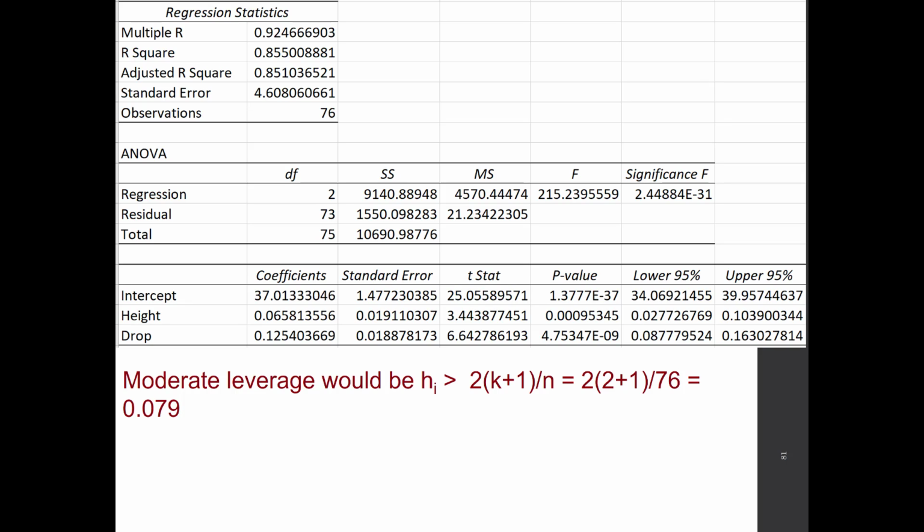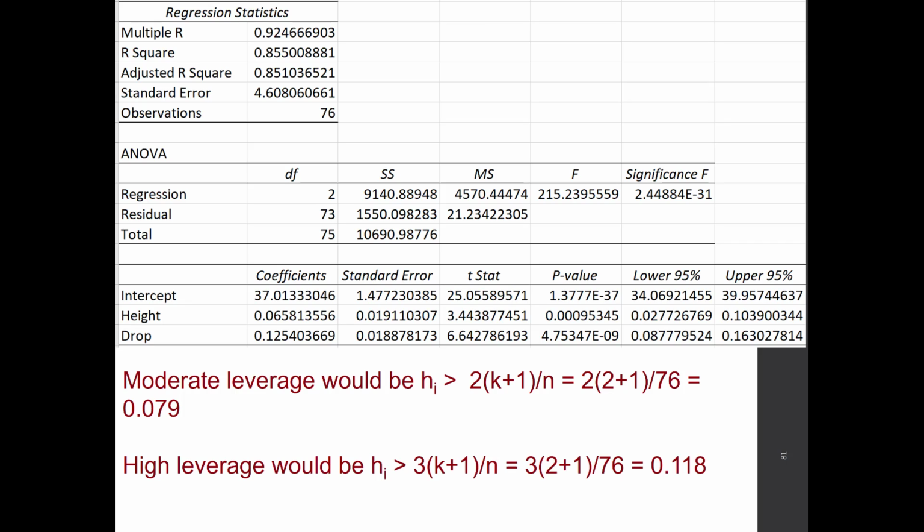Our calculation yields that a moderate leverage would be 2 times the number of predictors plus 1, divided by the sample size. The number of predictors here is 2 because we had height and drop. So that's 2 times 3 in the numerator, and our sample size was 76. It says that in the Excel output, but I'm also just telling you that. This yields 0.079. And the same calculation, substituting in a 3 instead of a 2, is 0.118. So a high leverage would be anything beyond 0.118.